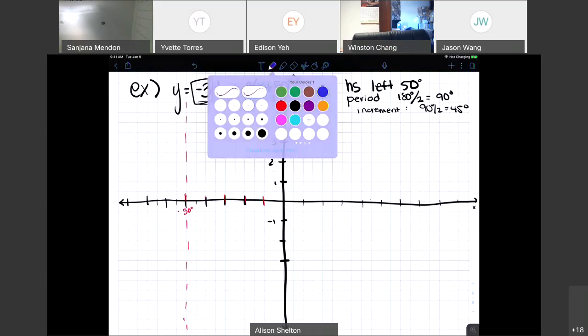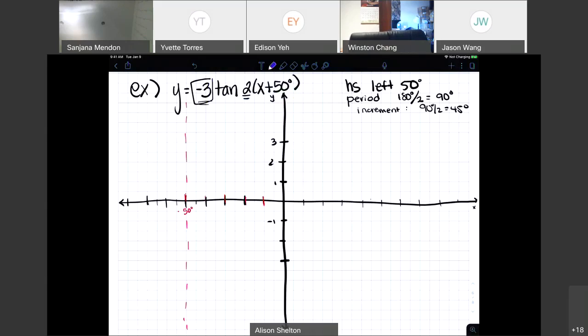Now with the tangent function, which is different than with the cotangent function, instead of having the asymptotes at the 0, that's going to be where you cross the x-axis. So that's my first point. Then my asymptotes are going to be 45 degrees later. So 10, 20, 30, 45. So here at -5 degrees, you're going to have an asymptote.